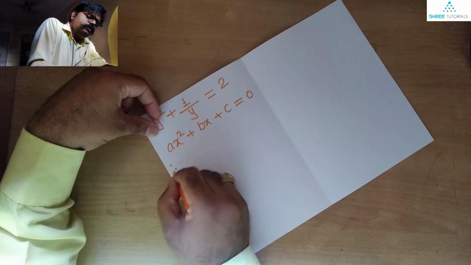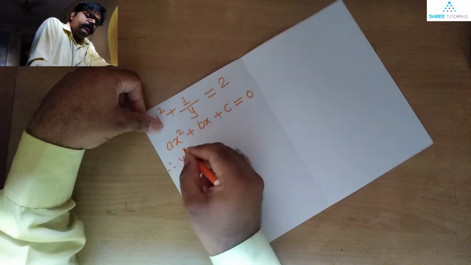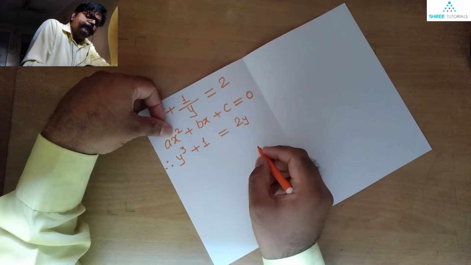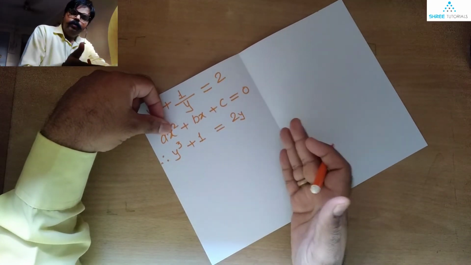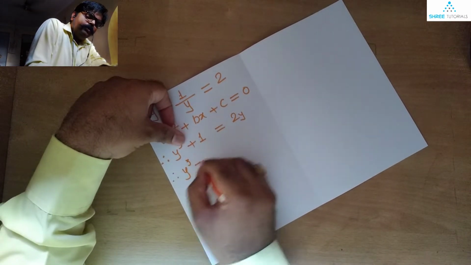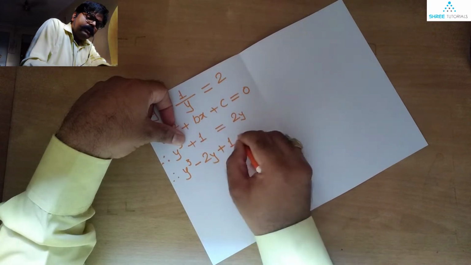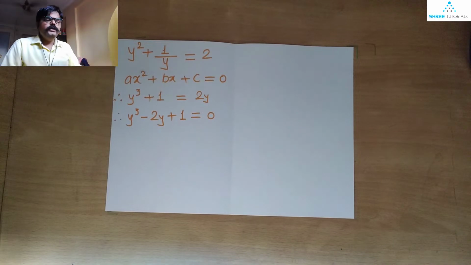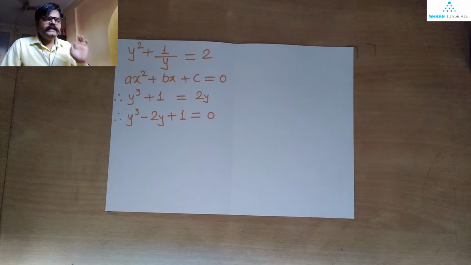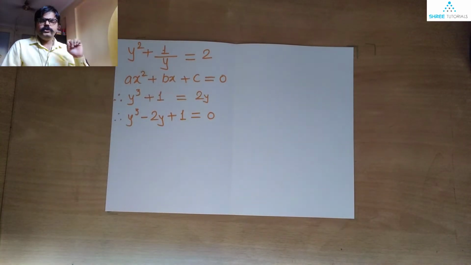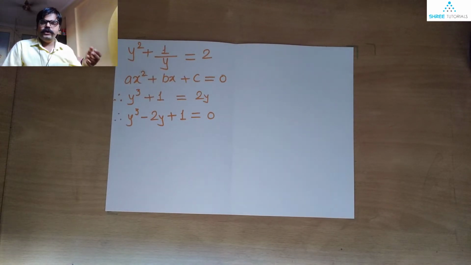Therefore it will be looking like y cube plus 1 is equal to 2y. Now I am going to move everything to the left hand side. Therefore it will be looking like y cube minus 2y plus 1 is equal to 0. Fine. Now all the variables are there in the numerator. Therefore we can say that this equation is now looking like the general equation. Since both of them are almost looking similar, we can go ahead to step number 2.